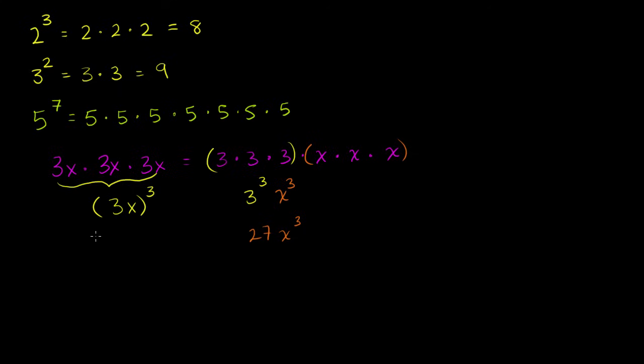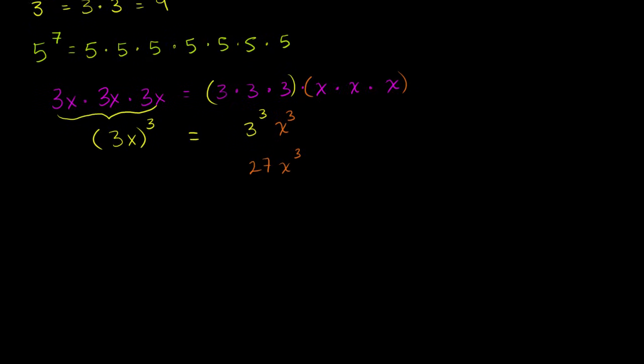And just like that, we stumbled on one of our exponent properties. Notice this. When I have something times something, and that whole thing is to the third power, that equals each of those things to the third power times each other. So 3x to the third is the same thing as 3 to the third times x to the third, which is 27 x to the third power. Let's do a couple more examples.